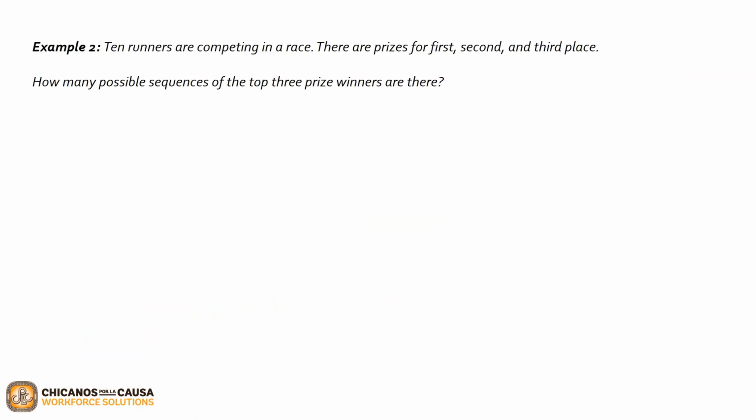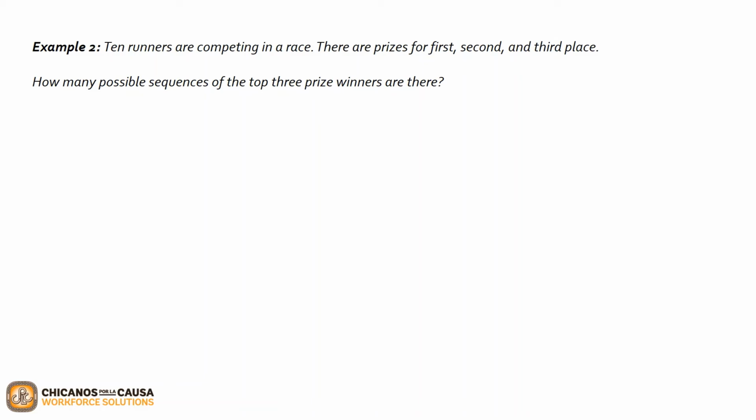Example 2. 10 runners are competing in a race. There are prizes for first, second, and third place. How many possible sequences of the top 3 prize winners are there? Notice that in this example, you are not trying to solve for how many groups of 3 can be made out of 10, but rather how many sequences of 3 can be made out of 10. Therefore, the method that we used in the prior example will not work here. And you cannot necessarily just multiply 10 times 9 times 8 times 7 and so on.